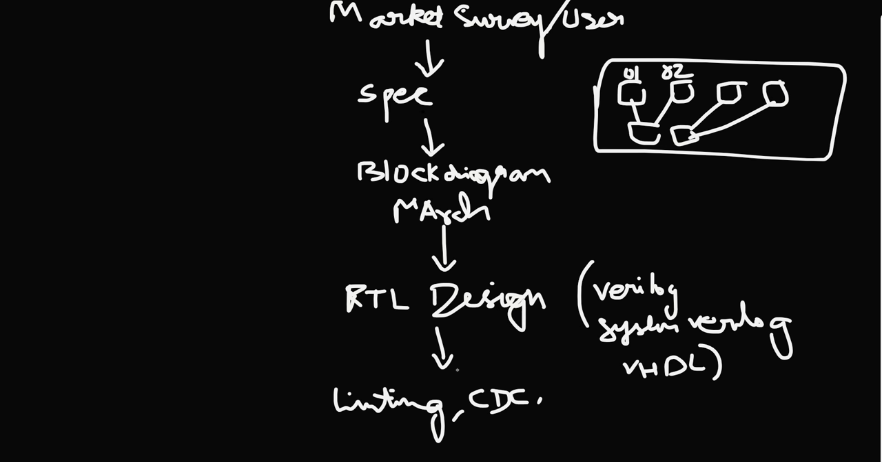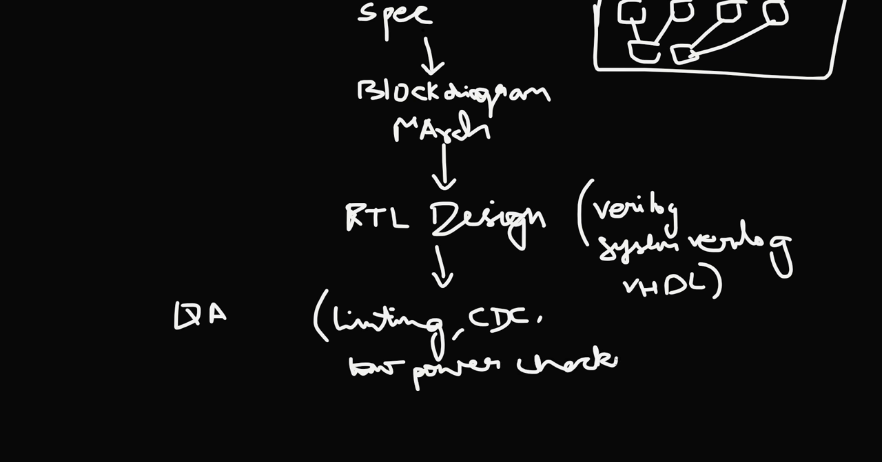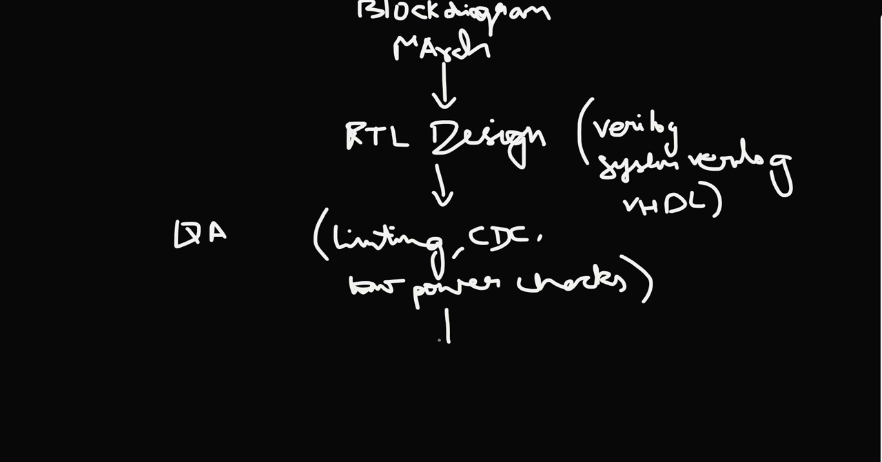So we design the block and then do the quality checks, any kind of QA here. So here we do this linting, CDC, any kind of low power checks. And we give the power intent, which adds any kind of retention, isolation, level shifter, these kinds of power strategies into the design. So once this is done, then we give this to the design verification team, or the DV team.